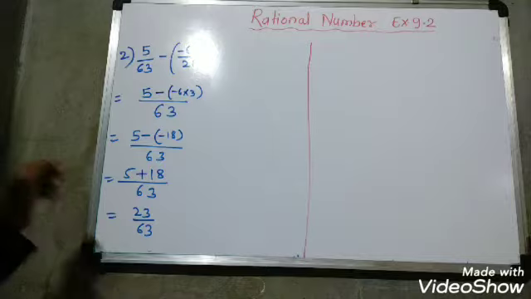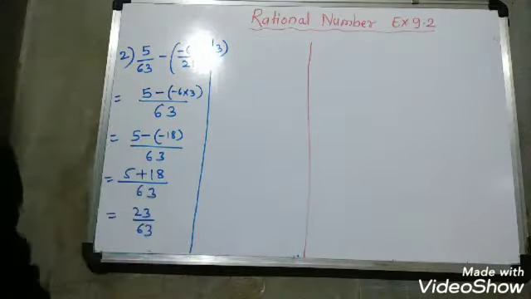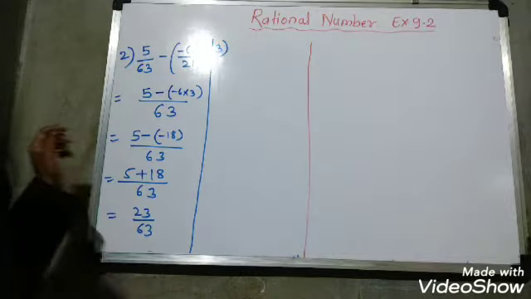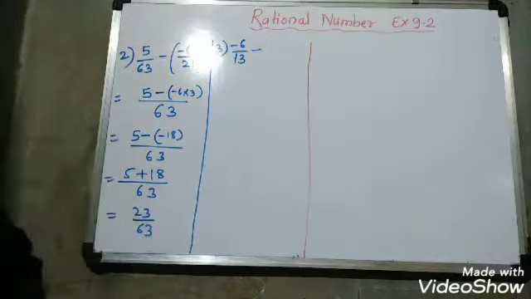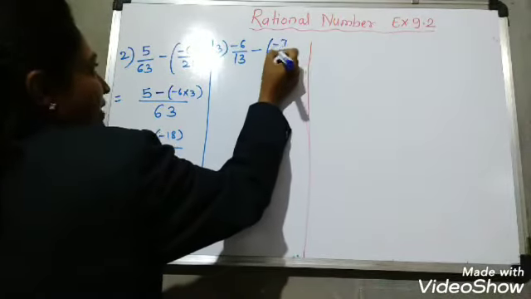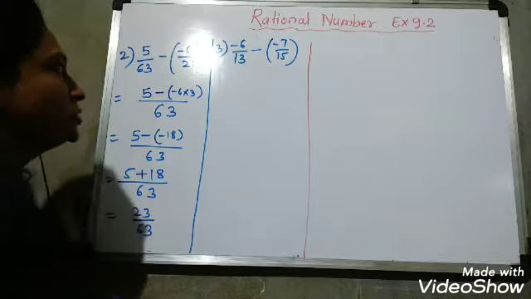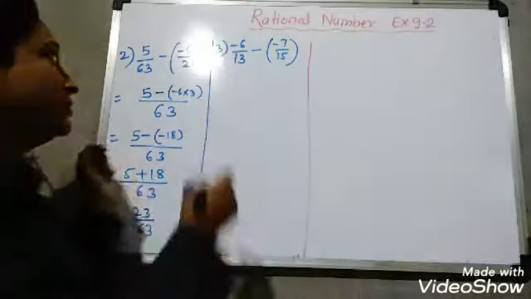Now let's move towards our third example. Our third example is minus 6 upon 13 minus, or subtract, minus 7 upon 15. Here also, by cross multiplication or by LCM method you can solve, but we will do the LCM method.